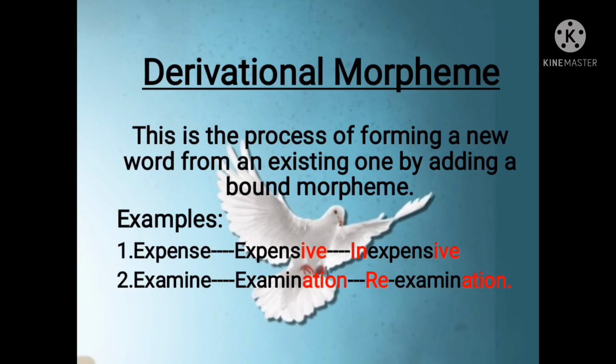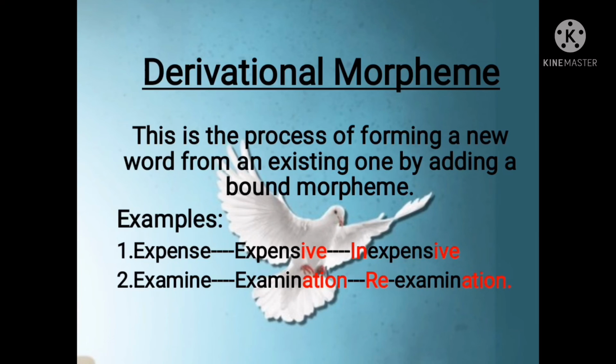Let's look at the next one. We have examine. Examine is our old word, because they said we are forming a new word from an existing word. So the examine here is the existing word. So we are going to form another word. Let's go: examination. Do you understand? Examination. We added another word to it, so it has changed.